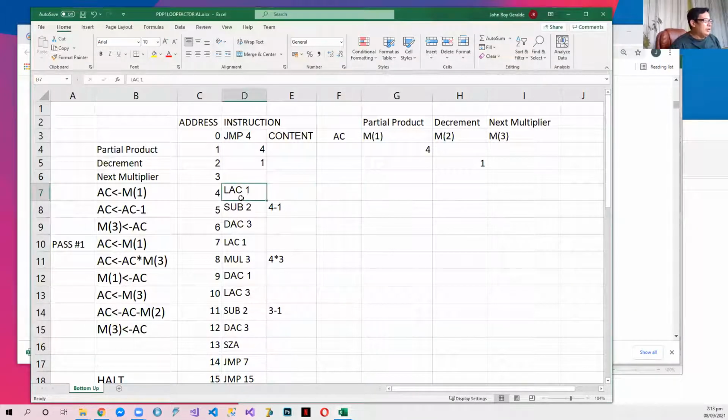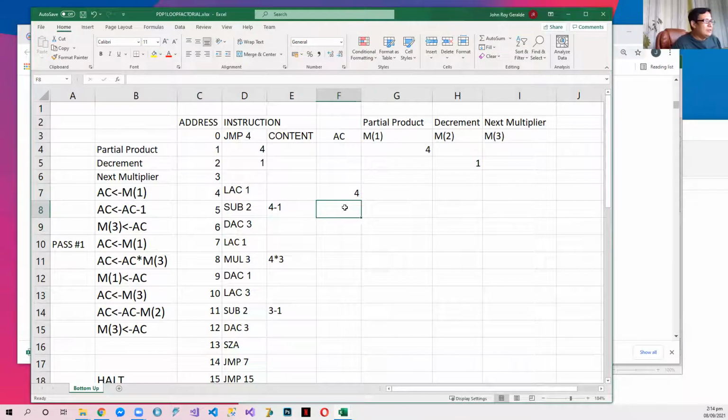Okay. So LAC, load accumulator. So now the accumulator becomes what? 4. Sorry, 4. Okay. And then we say sub 2. That's how we do it. We omit the M. Do you follow? 2 is the address. When you say LAC 1, 1 is the address. So this becomes 4 minus 1, right? Because 2 is the decrement. So the accumulator becomes 3. Take note, this is no bottom-up loop.